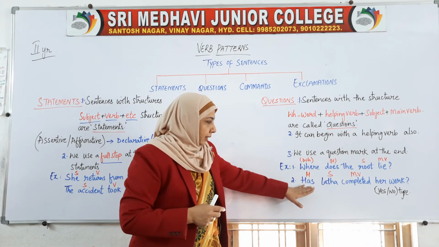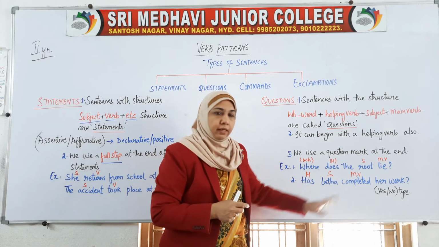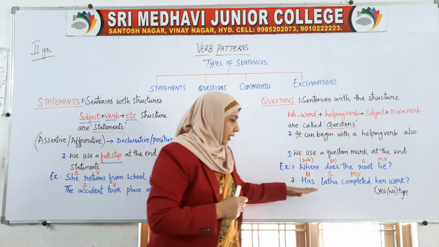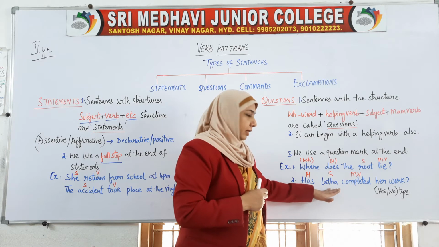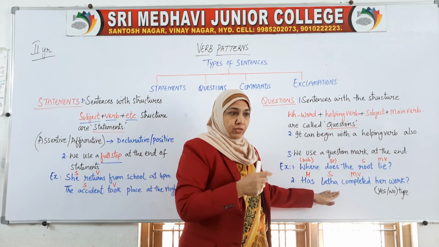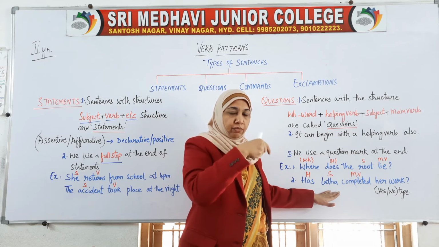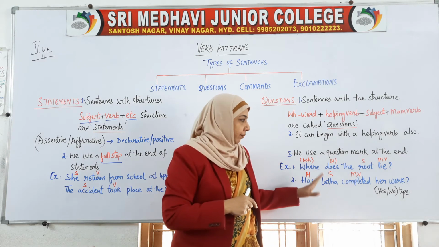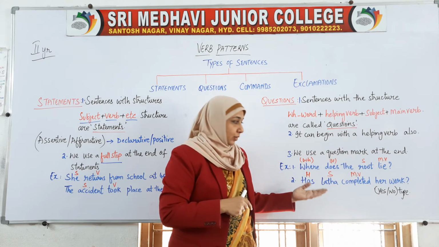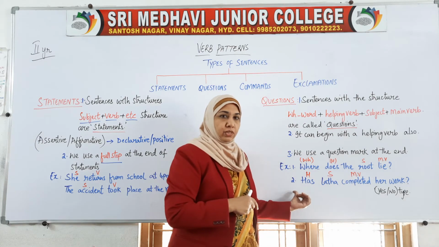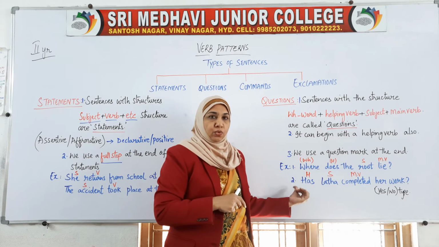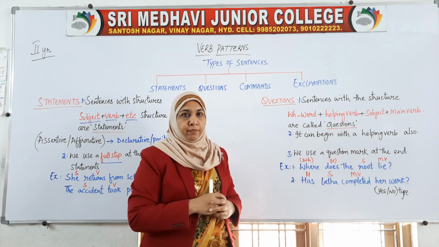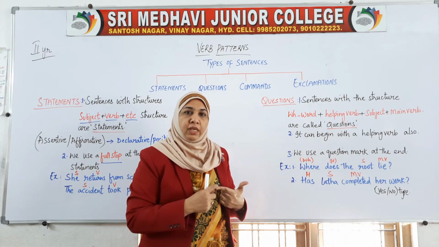Like this one: has Lata completed her work? Has is a helping verb. Lata is the subject, because we are asking about the work of Lata. Completed is the main verb, and her work. So this type of question, which normally starts with helping verbs, is known as a yes or no type of question.